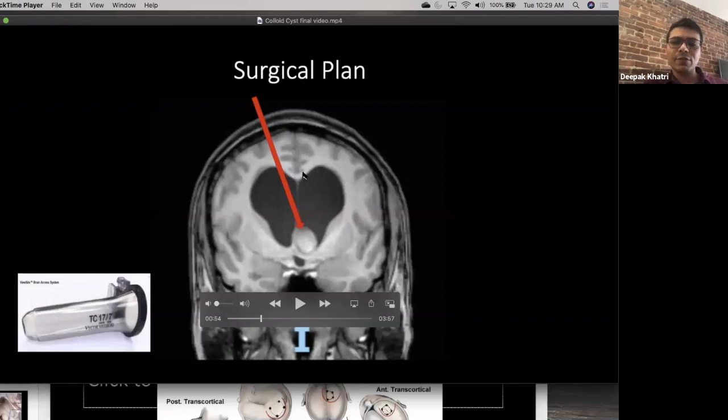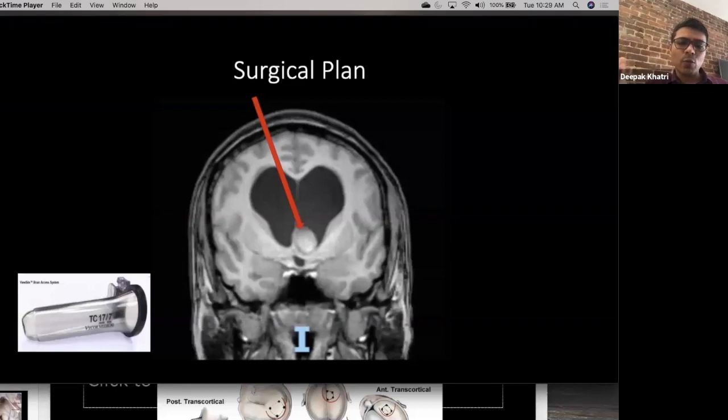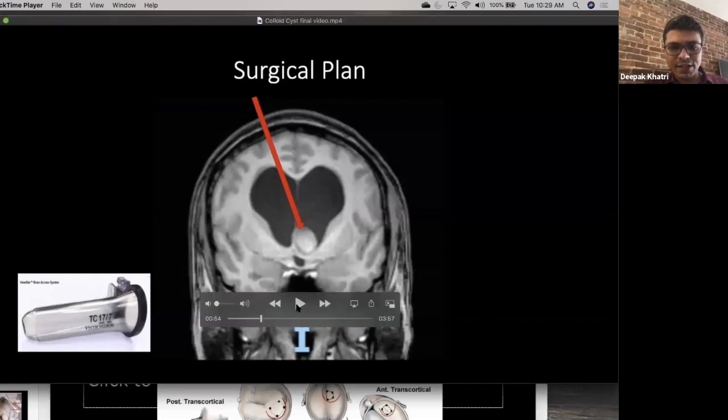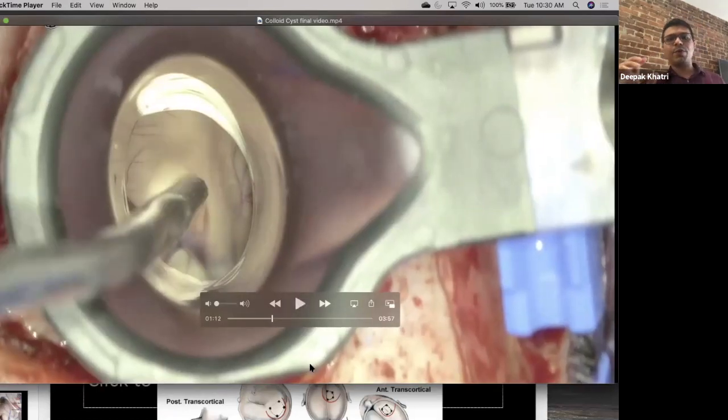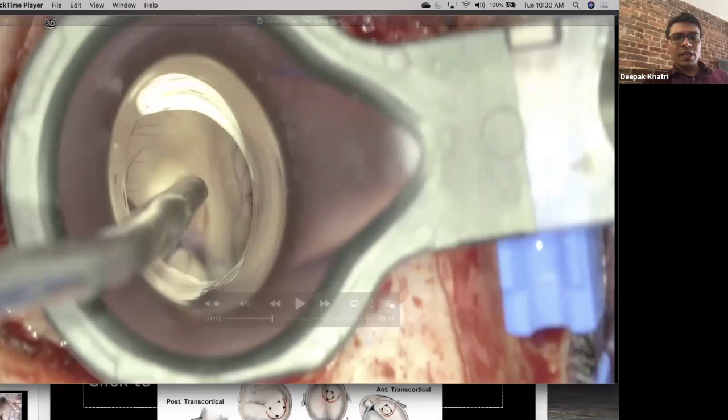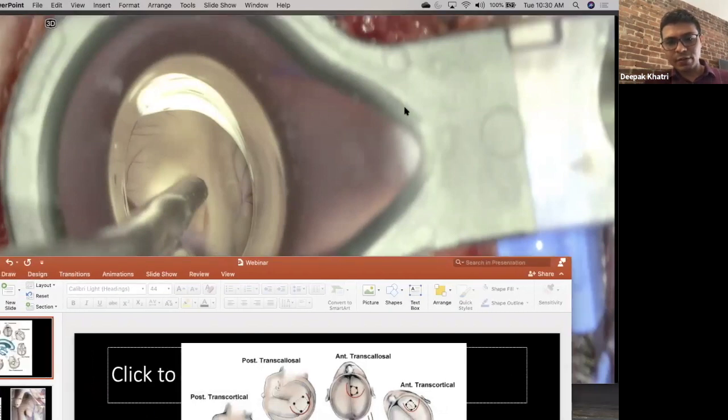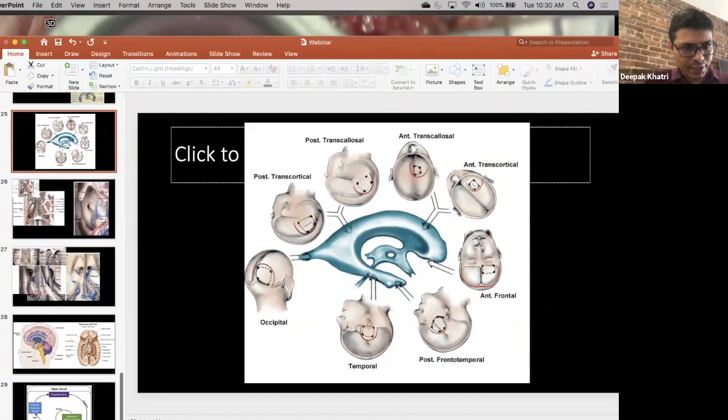We have to weigh the benefits and the risks of each approach before we deal with a particular lesion. Let me show you. After we put in this tube, we were in the right lateral ventricle. The way we identify the ventricle, let me take you back to this.